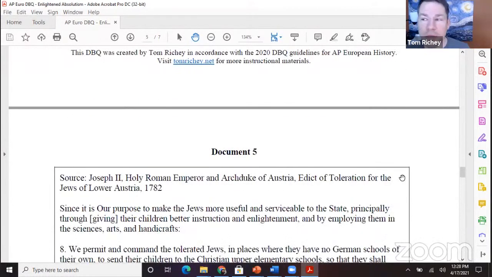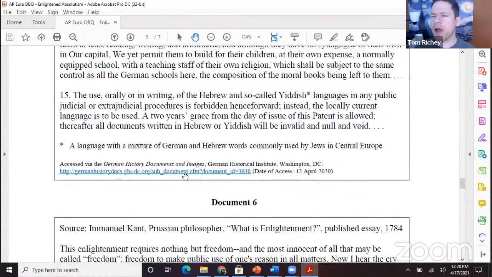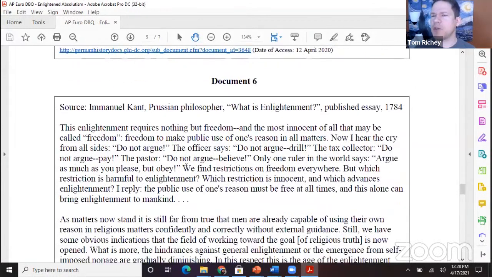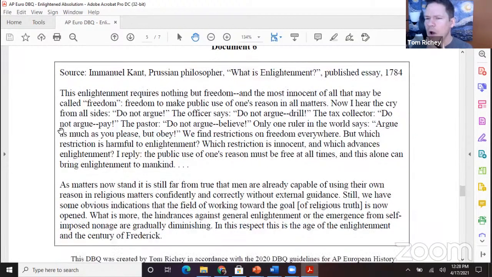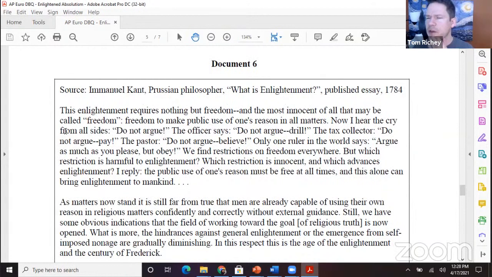So that's something to think about here, that 4 and 5 look like they could be buddies. And see, I can do this without even reading the documents. Like I can look here and think, okay, I could buddy those up. Document 6, Immanuel Kant, Prussian philosopher. What is enlightenment? Now, we do see a philosopher here, so that's something that we might want to consider.